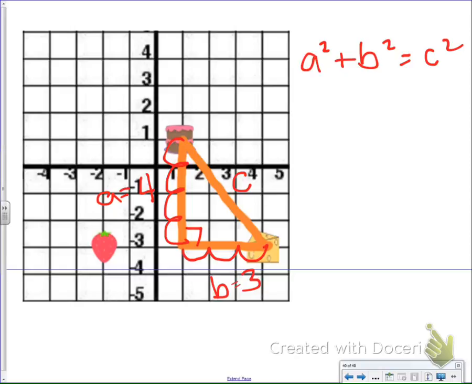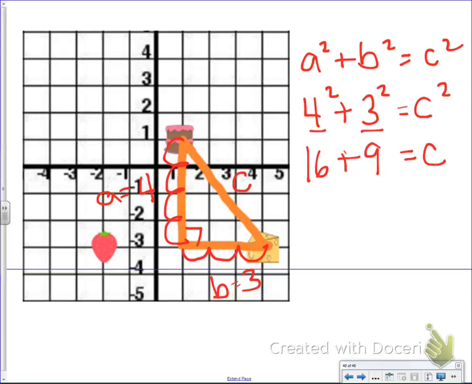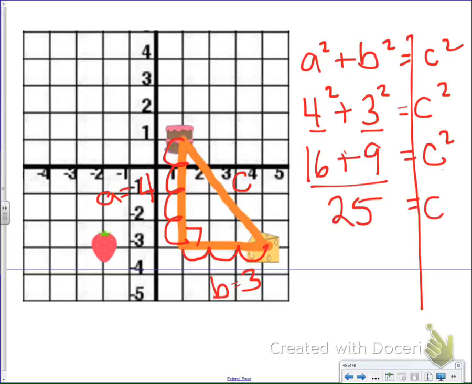So if I'm looking, I know that A is 4 squared plus B, which is 3, and then squared, equals C squared. Well, I know 4 squared is 16, 3 squared is 9, and I add these together, and that's going to give me my C squared. Keep it on the same side here, guys. I have a lot of people who want to add that 25 and then put it over where the C's at. Keep it all on one side of the equal sign. Treat it like an equation. It's going to make sure we don't get things mixed up. So 16 plus 9, like I said, is 25, and that equals C squared.